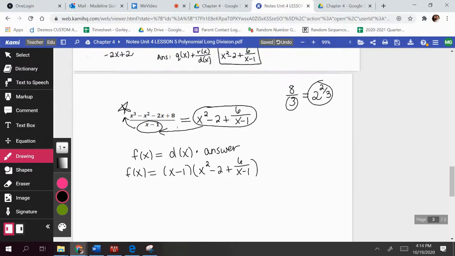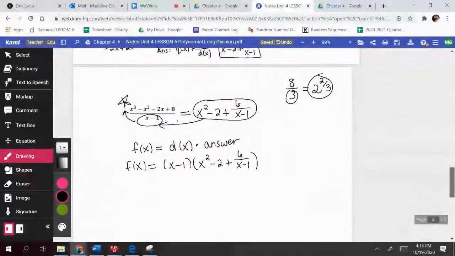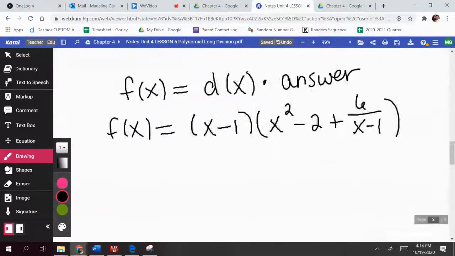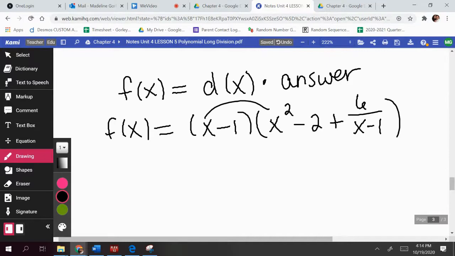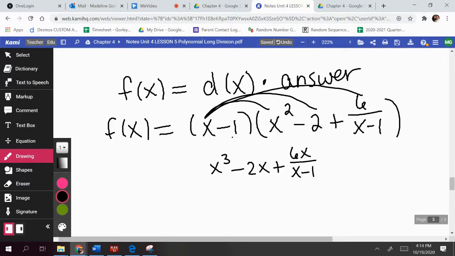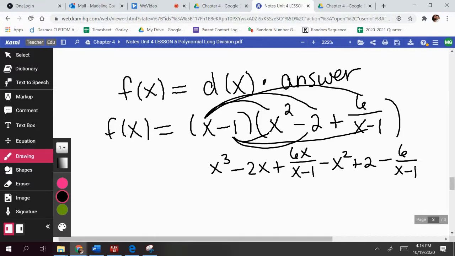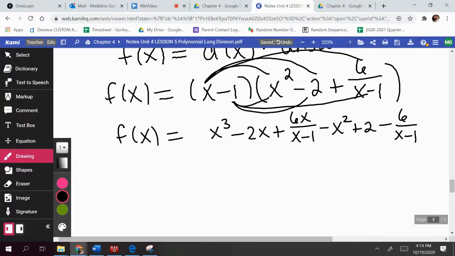Now this kind of stinks because it's a lot easier to do when my remainder is 0, but we can still make it work. Let's just see what happens. So here I'd get x cubed. This would be minus 2x. This would be plus 6x over x minus 1. It's going to be minus x squared plus 2. That's going to be minus 6 over x minus 1. Okay, this is something you don't have to do. You don't have to check your work. I'm just doing it to see if I got the right answer.